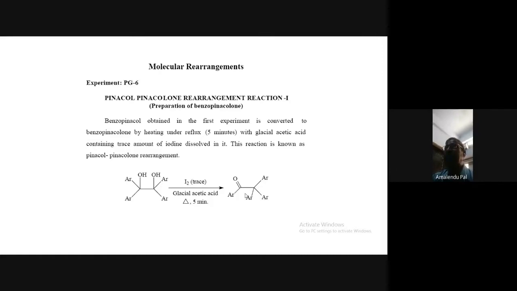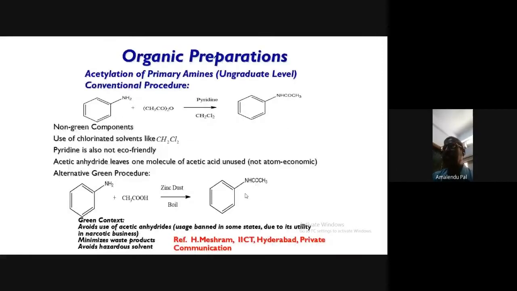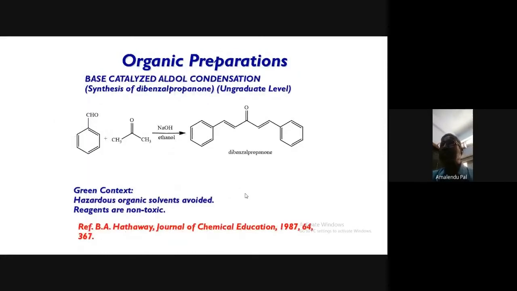Another example I told you before, not necessary to say here. Now we are coming to base catalyzed aldol condensation, which we can also do at undergraduate level. Here, with benzaldehyde, acetone, sodium hydroxide, and ethanol, we can prepare dibenzalacetone. There are no hazardous solvents here and the reagents are also non-toxic. That's why this experiment can be introduced at undergraduate level.